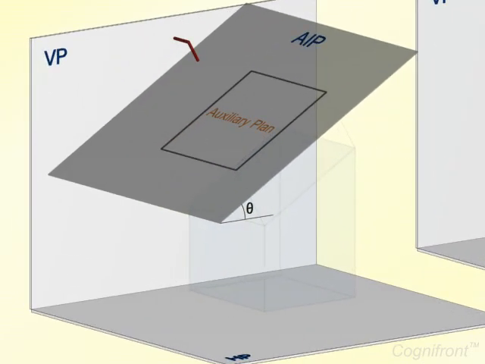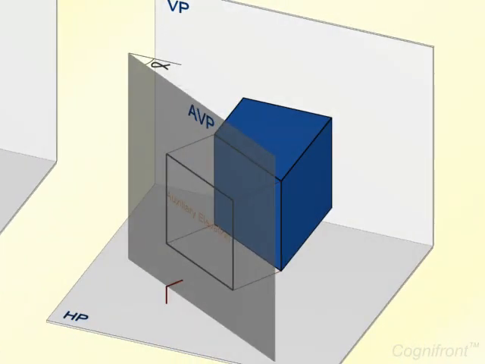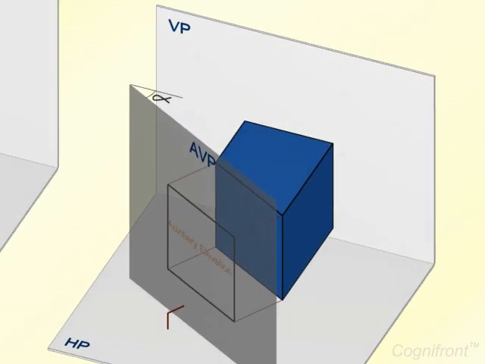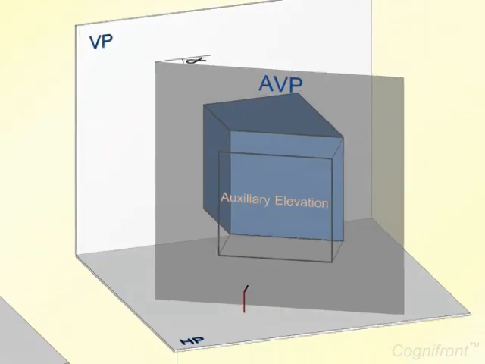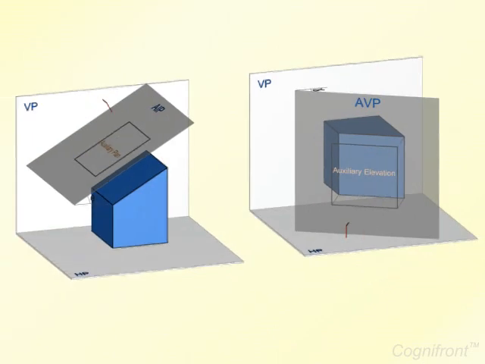AIP is always perpendicular to VP and inclined to HP at an angle theta. Projection on this plane is called auxiliary plane or auxiliary top view. On the other hand, AVP is always perpendicular to HP and inclined to VP at an angle alpha. Projection on this plane is called auxiliary elevation or auxiliary front view.